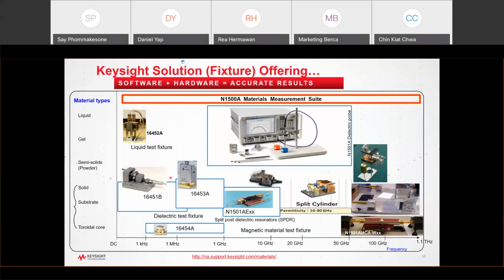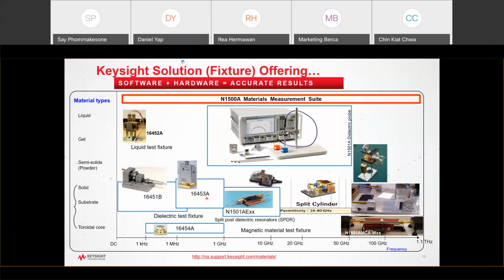Yeah, can you hear me? Yes, I can hear. Okay. I think this fixture, the model number that you mentioned is 16453A. Correct. Yeah.